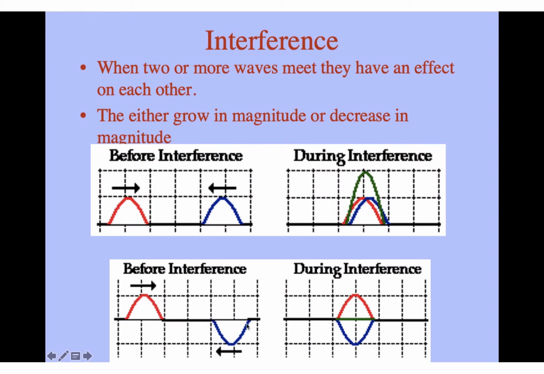Also, if the waves are on opposite sides of the resting position, say one is up and one is down, and they cross, now the green is supposed to be what happens when they cross. The red and blue disappear, right? So it cancels itself out. That's called cancellation, also known as destructive interference.